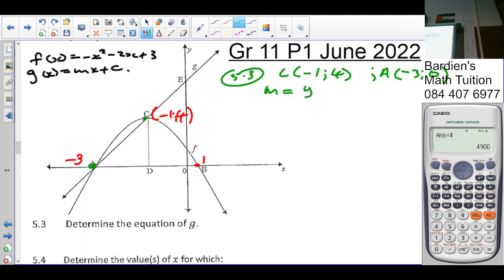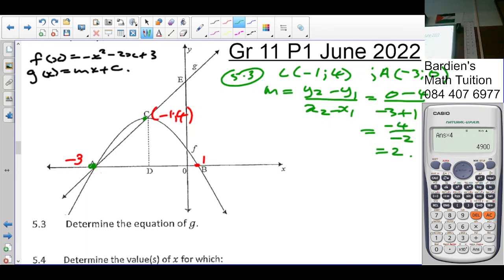The gradient. So y2 minus y1 over x2 minus x1. So that's going to give you 0 minus 4 over minus 3 minus minus 1. It has to be a positive gradient, of course. So that's going to give you negative 4 over negative 2, which is 2. Alright, so we have y is equal to 2x plus c. Do I have a y-intercept?